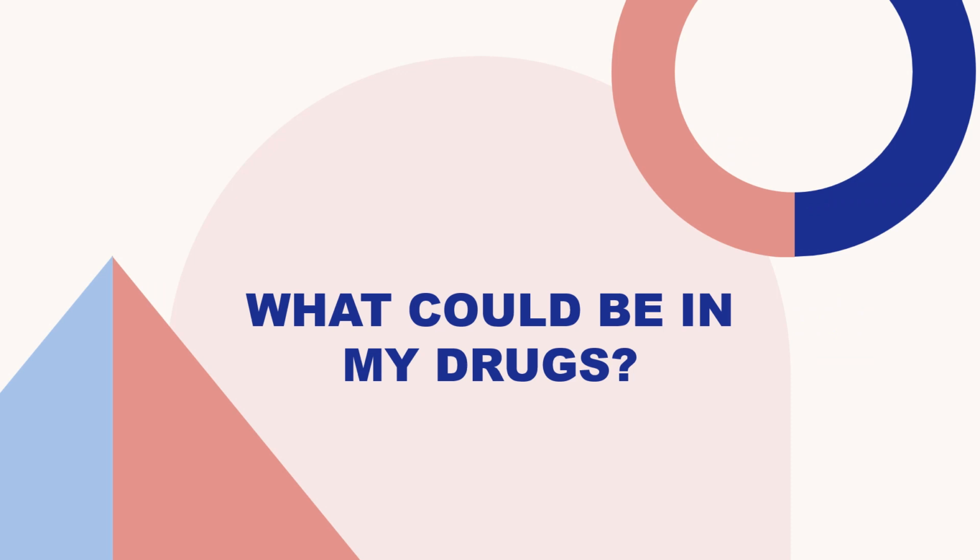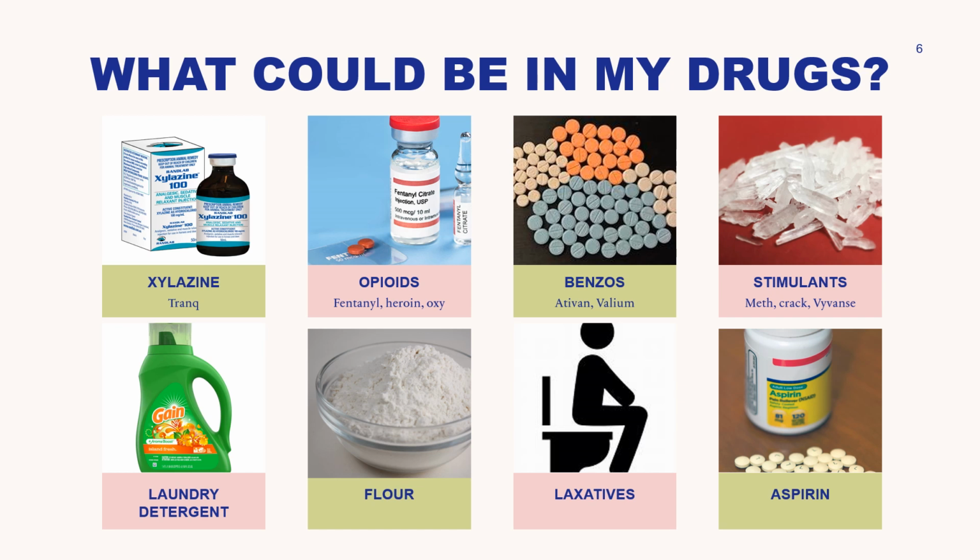So our next topic is what could be in your drugs, or what could be in any drugs potentially. So we have some pictures up here to go along with them, but I'll go over some of these things that could be in the drugs that you could be using. So xylazine is also known as tranq or horse tranq. Opioids such as fentanyl, heroin, oxy, benzos or benzodiazepines. So that would be an Ativan, for example, or Valium. Stimulants such as meth, crack, Vyvanse, which is a prescription ADHD medication.